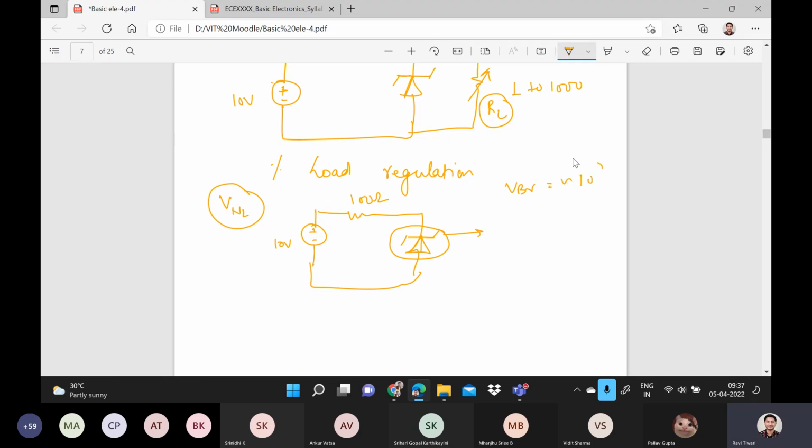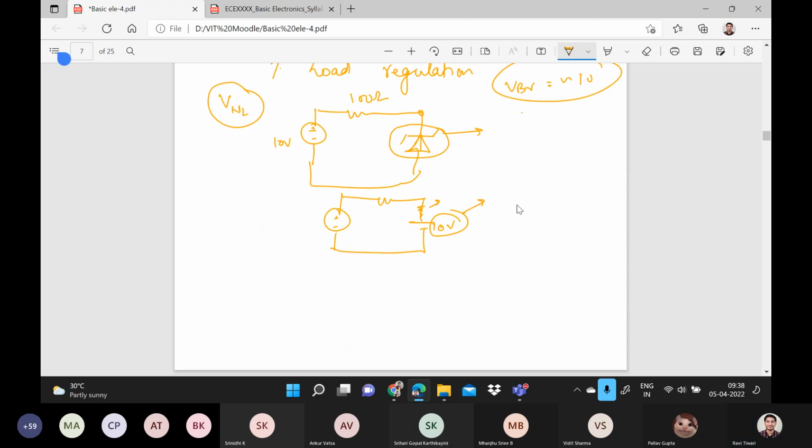So what it will do is give it like this, and this is VBR, and the value is 10 volt, right? Are we considering the diode as ideal? As the resistance is not given, assume it as negligible, so of course you can consider it as ideal. If it is given, then you can find out its value, right? For example, I'm considering it as very small.